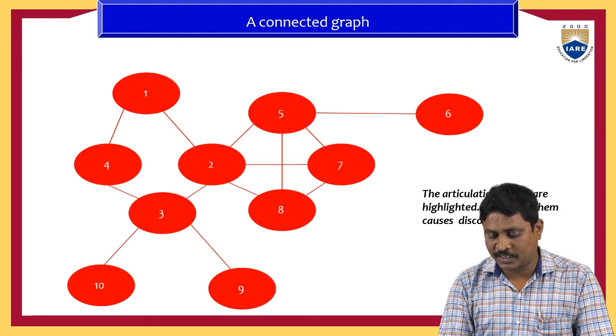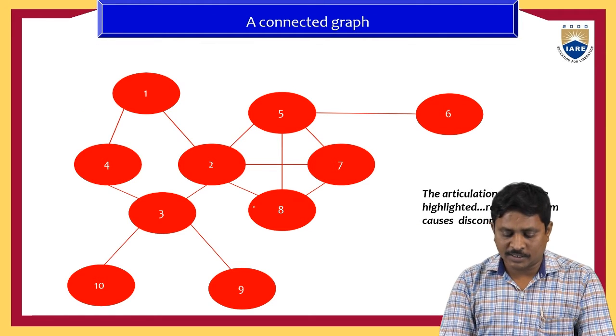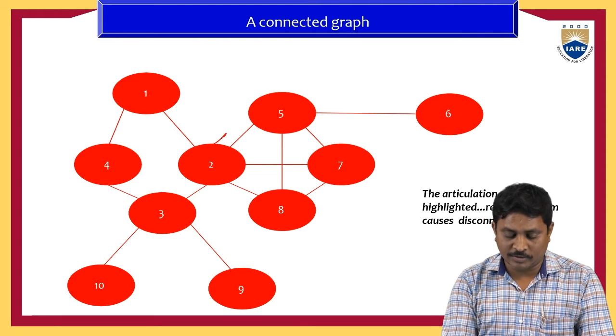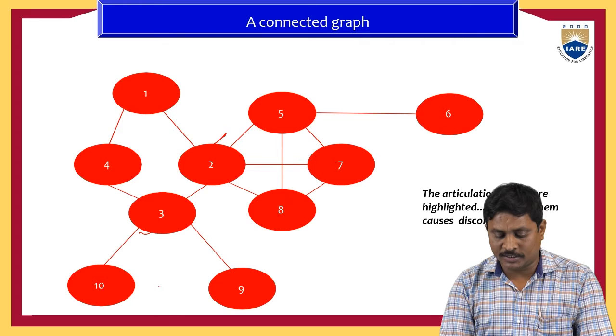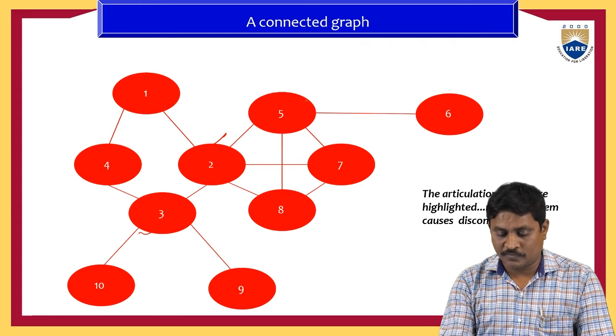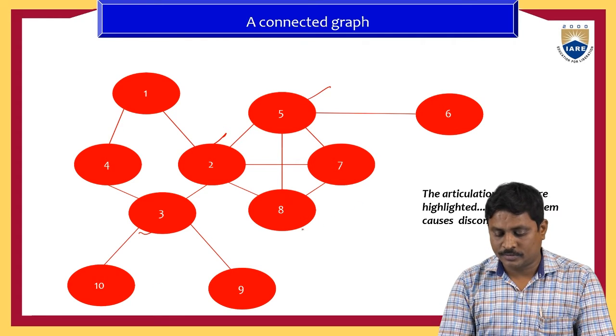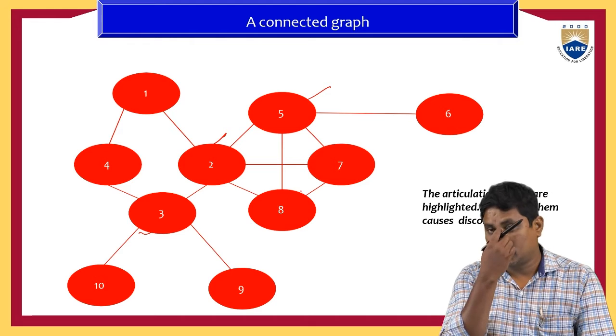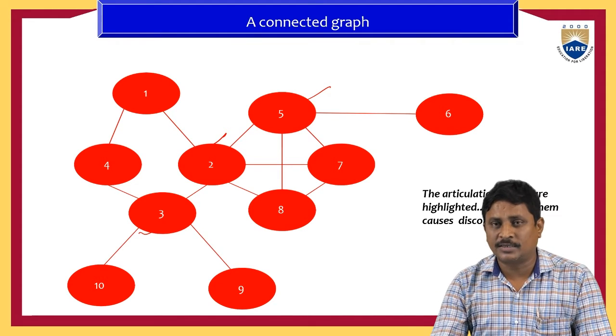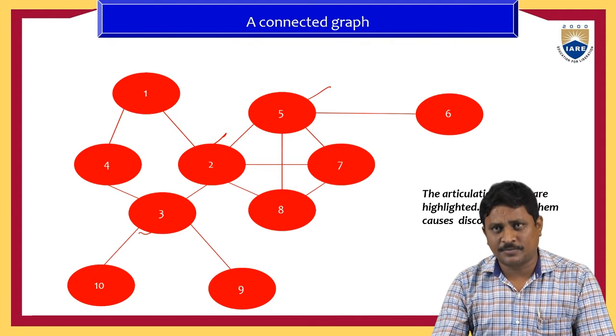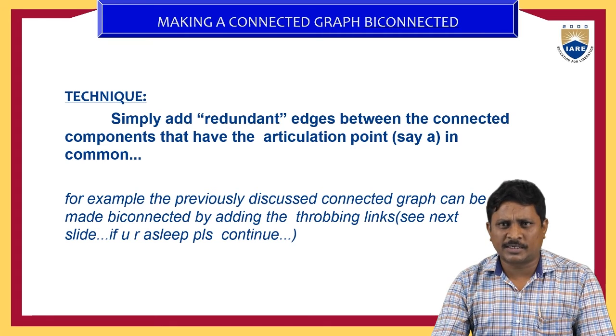So this is the connected graph. This connected graph consists of more articulation points. So 2 is one articulation point, 3 is another articulation point, and 5 is one articulation point. Like this, there are many articulation points here. So this one is not a biconnected graph. Now, making a connected graph with articulation points into a biconnected one.